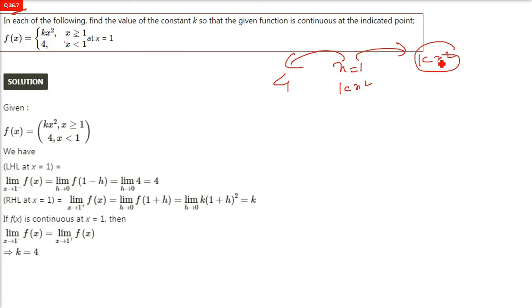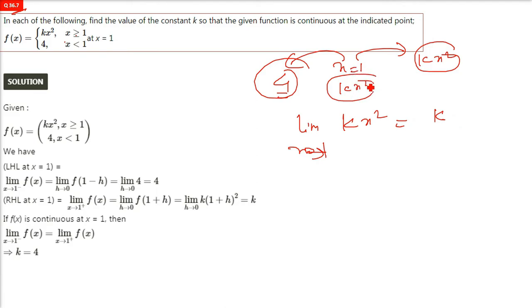So how do we apply the limit at 4? Because it is a constant value. You can apply the limit only when we have a certain x. You can apply x as 0 minus h or 0 plus h, then you can move forward. But this is already a constant. So just apply the limit x tends to 1. It will be k into 1 square, that is k. And since we have to equate the left hand limit with the right hand limit, k is equal to 4. Directly you can do this. But in order to show the examiner that I have already checked the left hand limit and right hand limit, and then equated, and that's how k has come as 4, you can also do that.